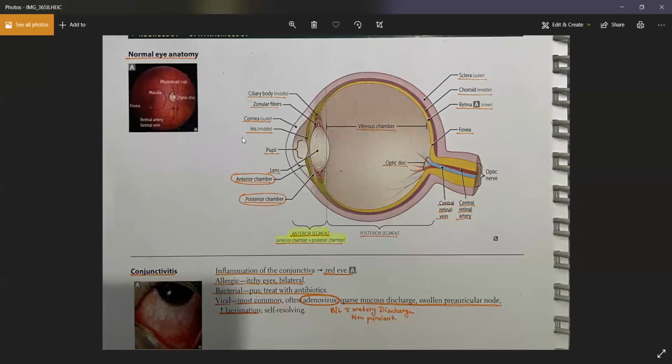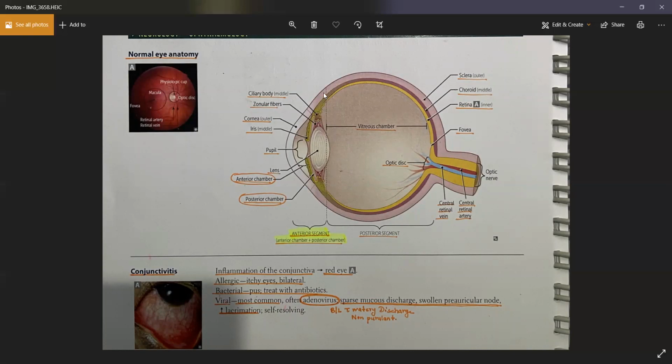So first, the normal eye anatomy. I hope everyone knows you have the lens in the center. The lens is suspended by the zonular fibers, as you can see, which are attached to the ciliary muscles. In the center of the ciliary muscles, you have the ciliary body. What is the function of the ciliary body? Secretion of aqueous humor.